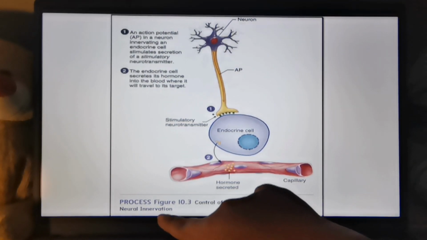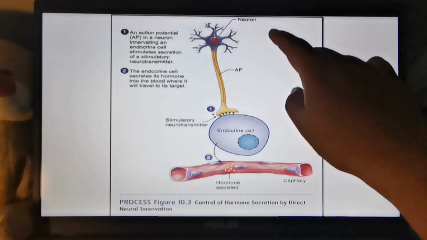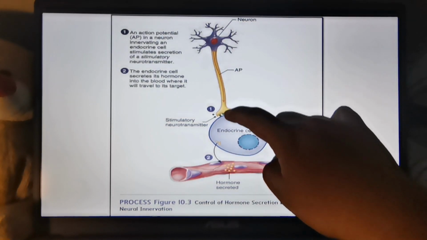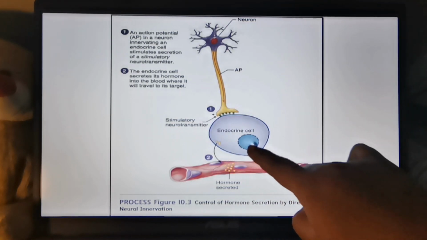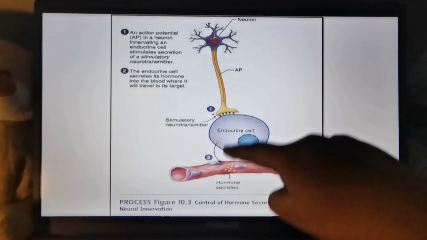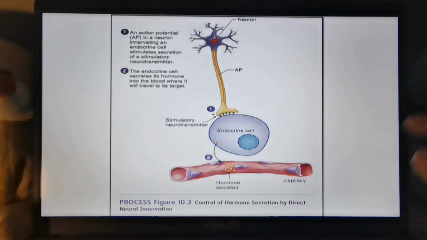Okay, ito pala, sorry. Neural innervation. So, the neurons are sending the signal. So, the stimulatory neurotransmitter, ang endocrine cell mo ay magre-release ng hormone, dahil nga may nangyari sa brain. Like, for example, if you're going to exercise, as my example earlier.